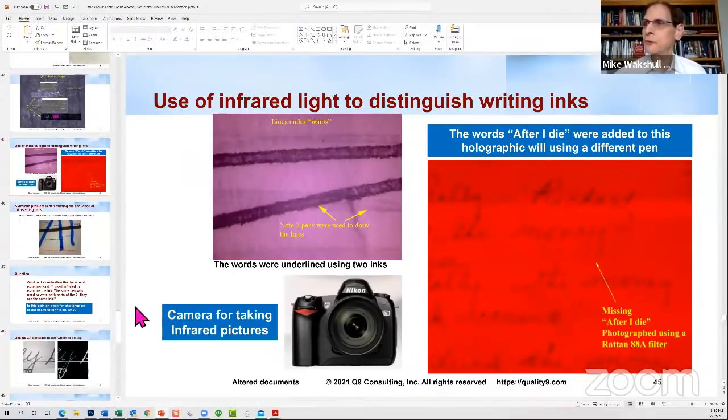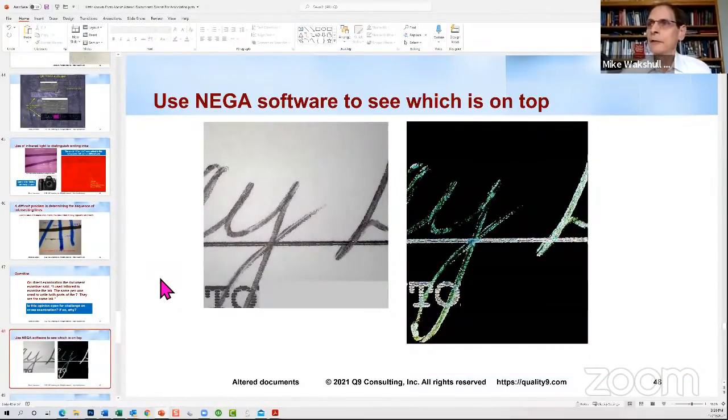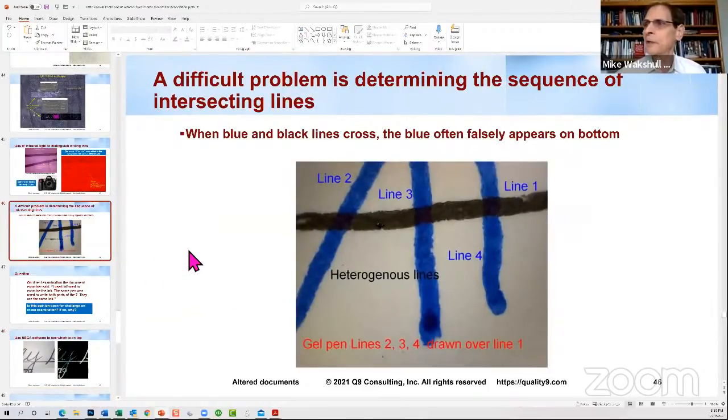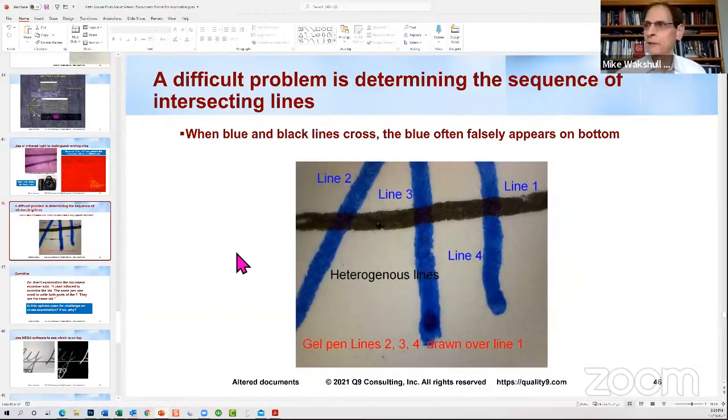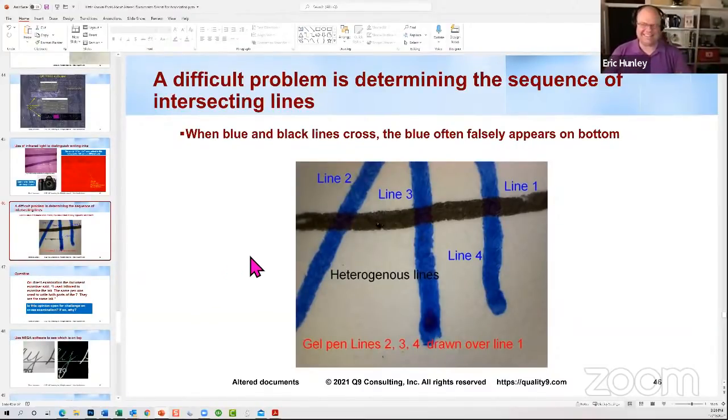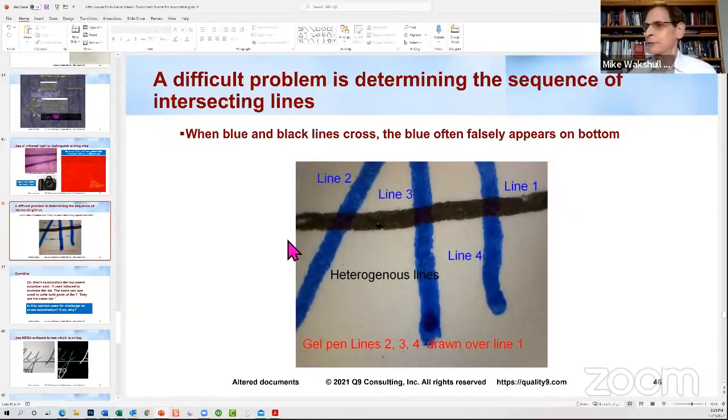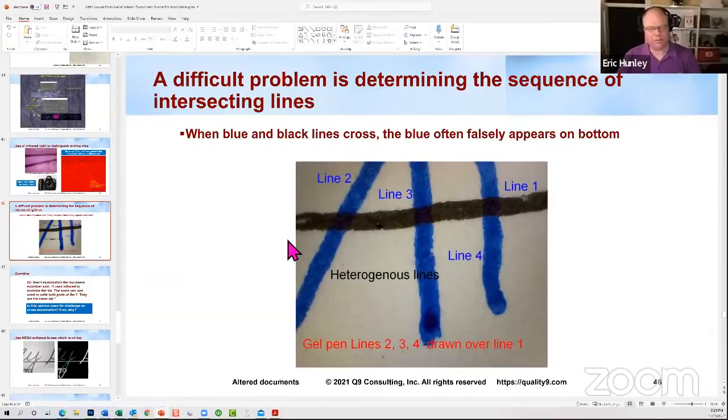Now, something that's interesting, there's software, it's called NEGA. It stands for Digital Negatoscope. It's from a company in Spain. And one of the more difficult problems that we have as document examiners is to know which line came first. As an example, on this, which line is the blue over the black or the black over the blue? I'm guessing the black's over the blue. But you're wrong. And I know that because I made this experiment. Oh, of course you did. And the reason is to show that black always shows over blue.